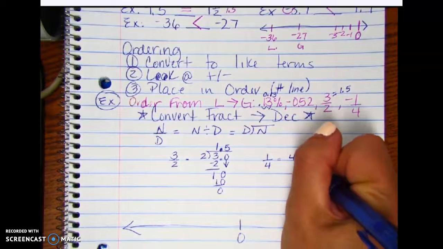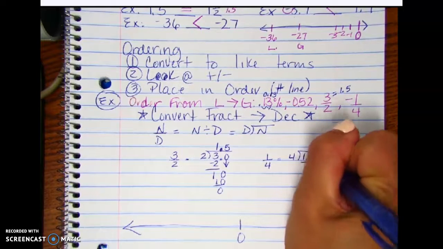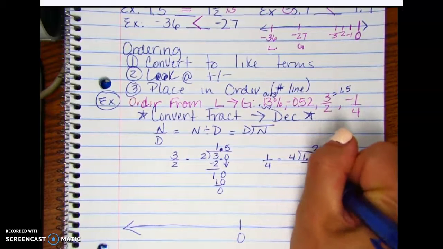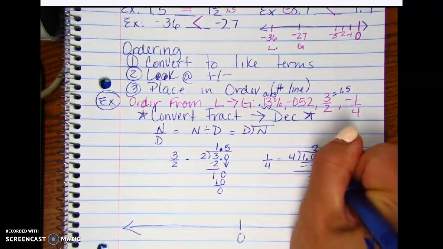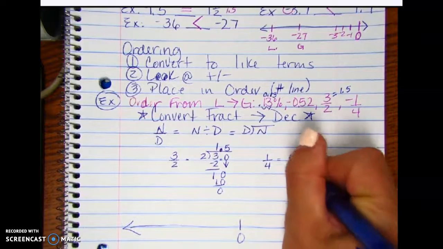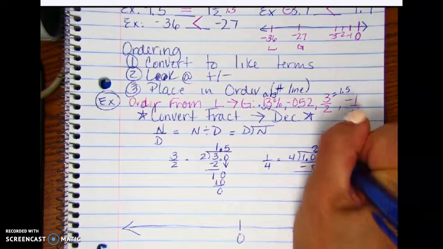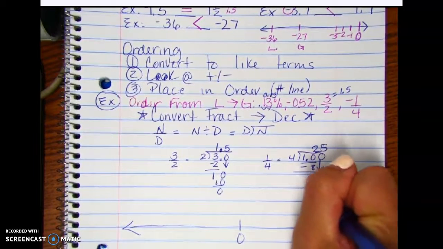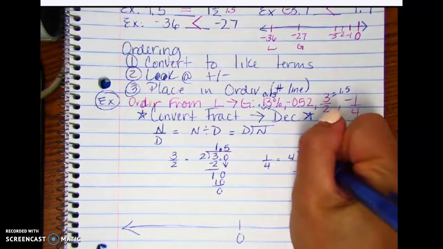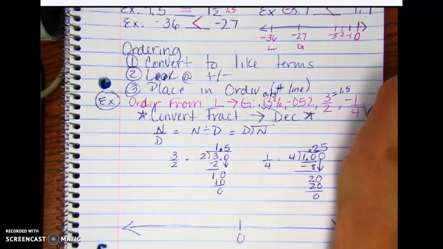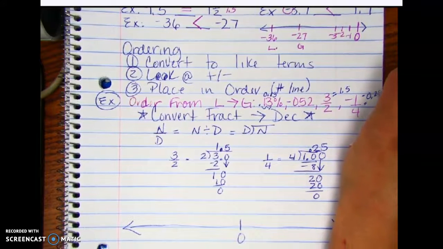And I know 4 can go into 10 2 times. And I subtract. And then I annex another 0, and I bring it down. And 4 can go into 20 5 times. And nice thing, it's not a repeating decimal. I move my decimal point up, and then this becomes a negative 25 hundredths.